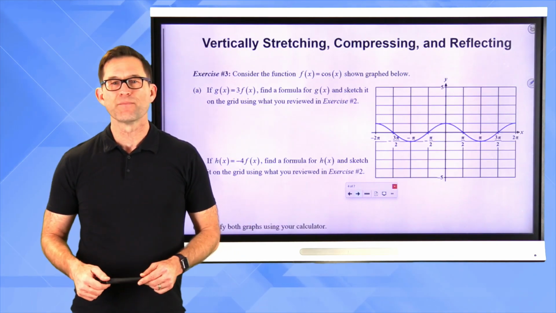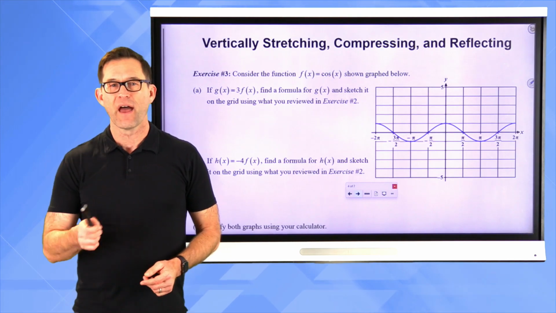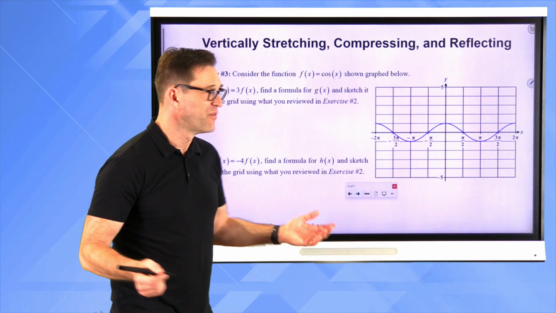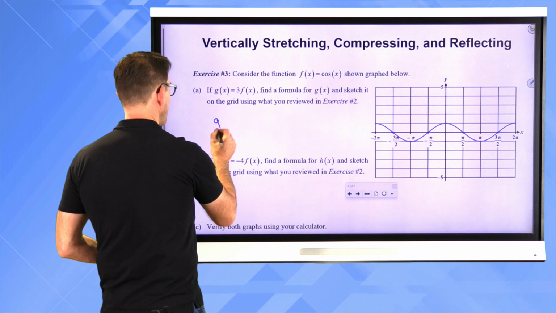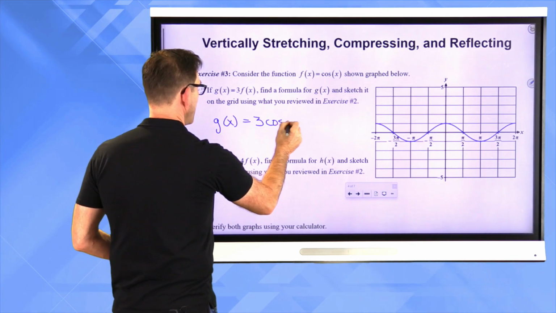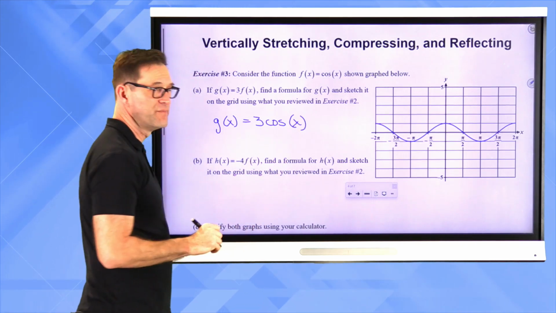Vertically stretching, compressing, and reflecting. Exercise number 3. Consider the function f of x equals cosine of x shown graphed below. If g of x equals 3 times f of x, find a formula for g of x and sketch it on the grid using what you reviewed in exercise number 2. Awesome. Well, the formula is really a piece of cake, right? G of x is going to be 3 times the cosine of x.